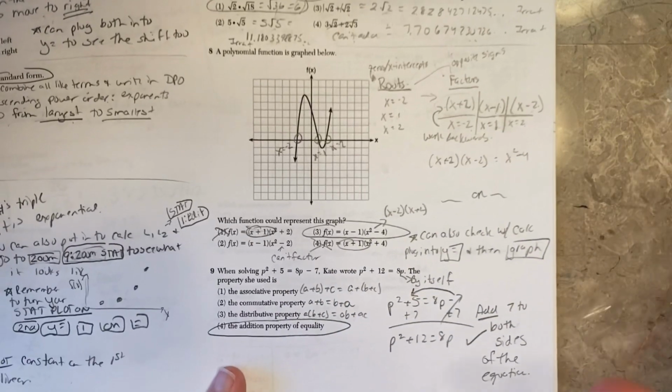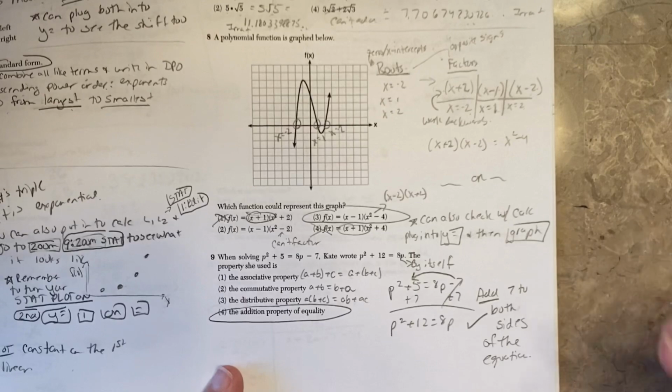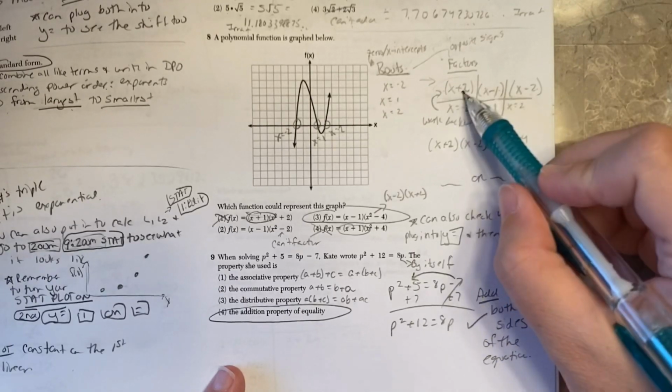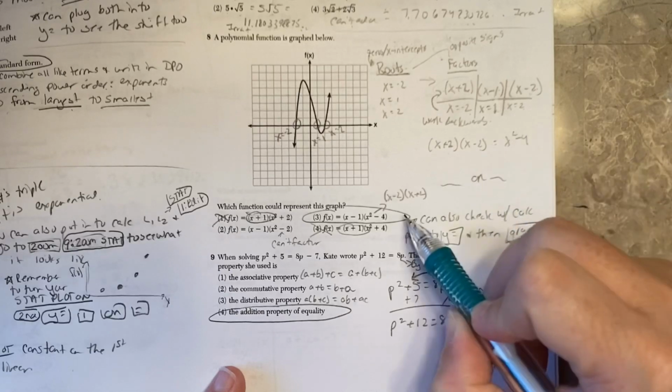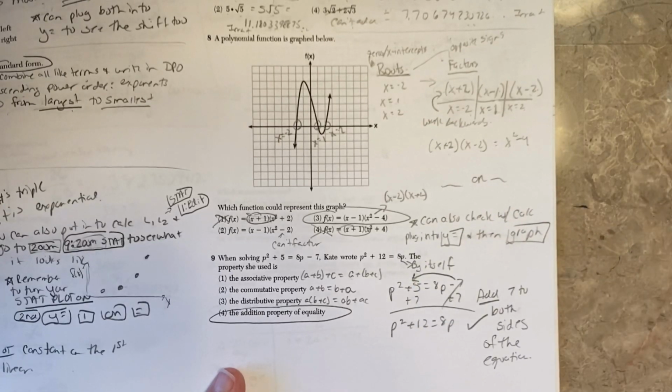Remember, June is always going to be your toughest Regents. June, hands down, is going to be the toughest one. So what they did is they took these two binomials and multiplied them, and they got x squared minus 4, and that's how they came up with that. Okay, so that was really tricky.